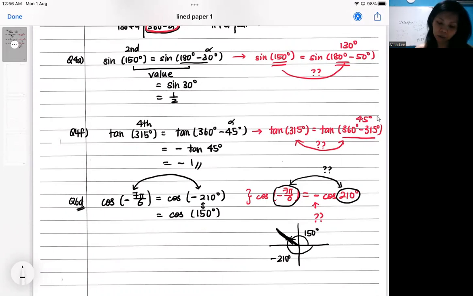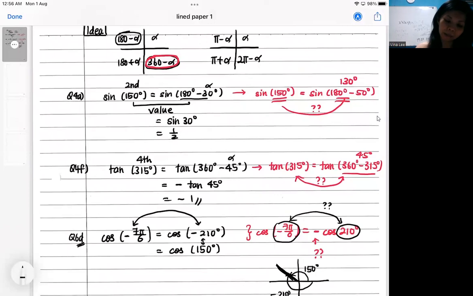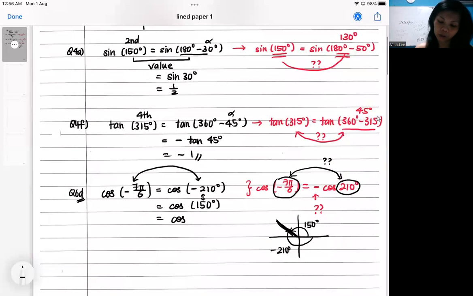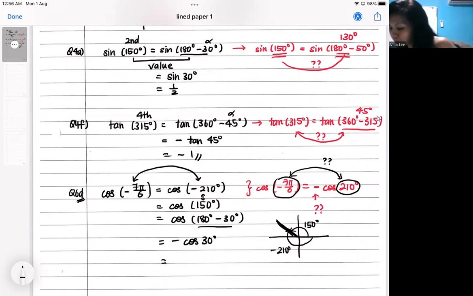Then that is the second quadrant. The second quadrant must come back to fit this identity, this structure, so it should be 180 minus 30. I didn't change the value. It is still 150. So I know my basic angle already. Second quadrant is negative for cosine, so minus cosine 30. That should be how you present. Cosine 30 is minus √3/2.